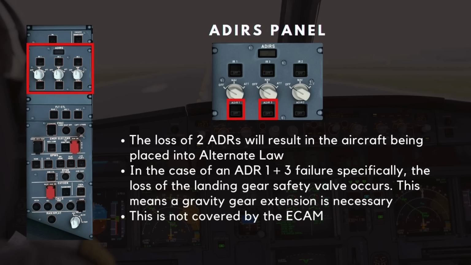The loss of 2 ADRs will result in the aircraft being placed into alternate law. In the case of an ADR1 plus 3 failure specifically, the loss of the landing gear safety valve occurs. This means a gravity gear extension is necessary. This is not covered by the ECAM.